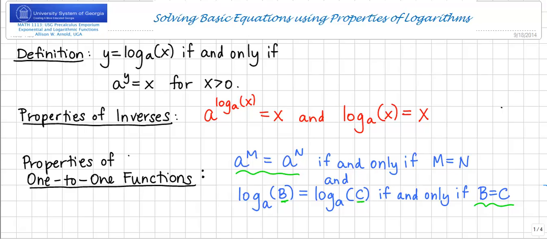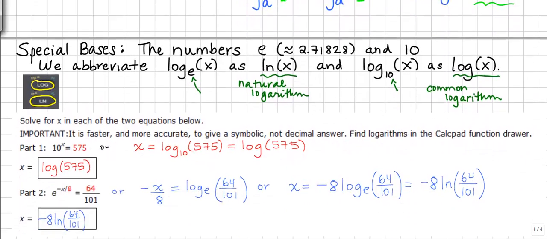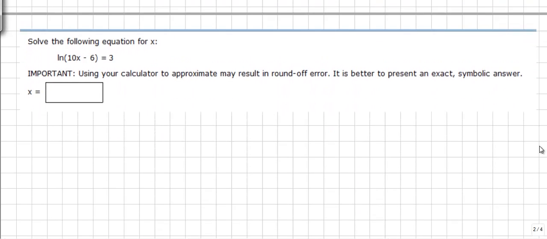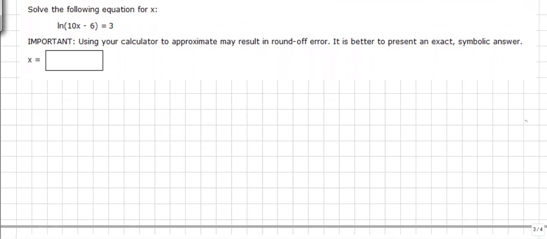Okay, let's recap again. We need to know the definition of the logarithm. We need to know properties of inverses. We need to know our properties of one-to-one functions that I showed you in the last video. We need to know the notation if we use logarithms with base e or base 10. We can see how to convert from exponential form to logarithmic form to solve basic exponential equations. And now we want to convert from logarithmic form to exponential form to solve basic logarithmic equations.